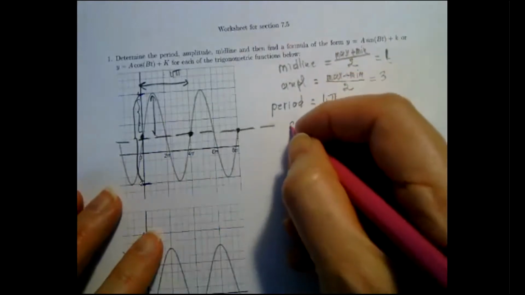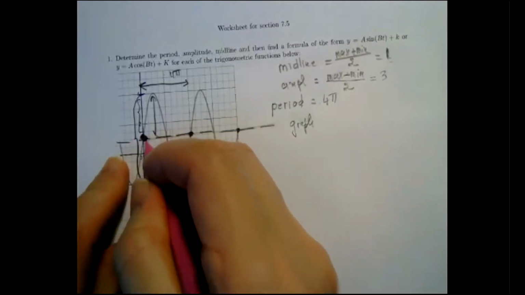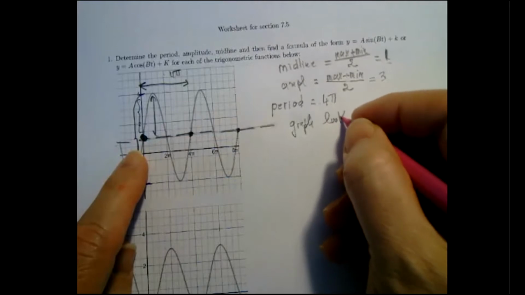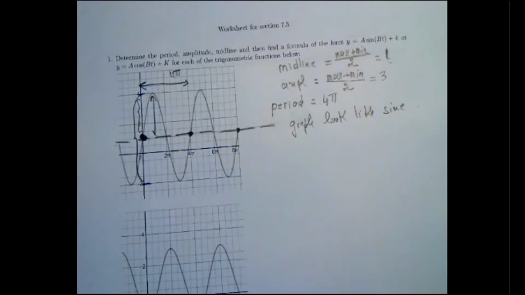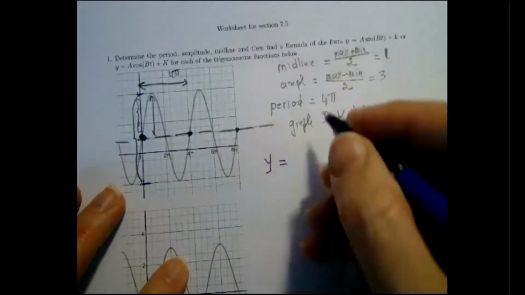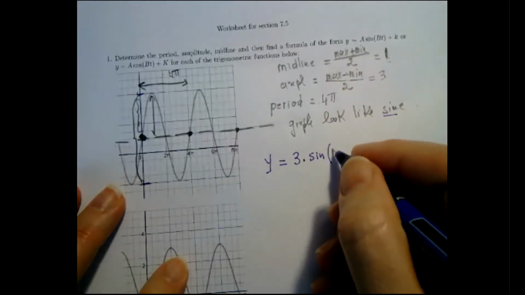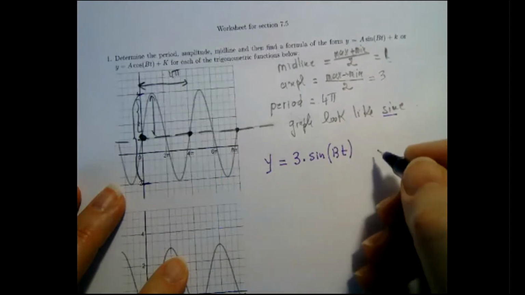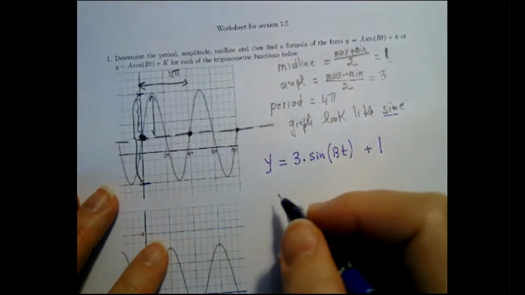Very good. The period is 4 pi. Now that I have my midline, I can visualize the graph. It's starting at the midline. It means the graph looks like sine. Okay. Now I need the formula. So the formula: y equals A, my amplitude, which is 3, sine of b times t, that's my b that I always have to worry about, plus 1, which is the midline. Now let us find b.